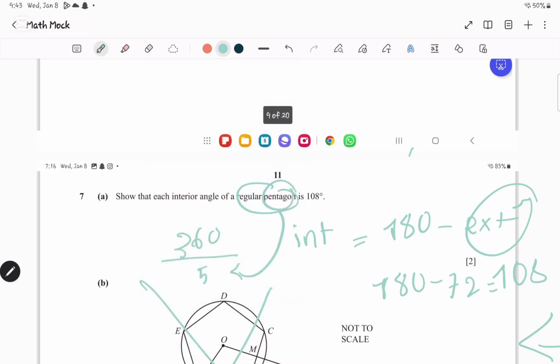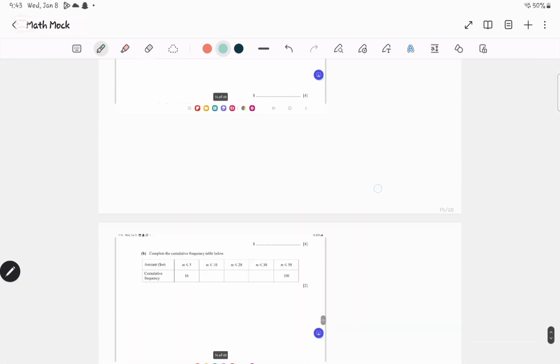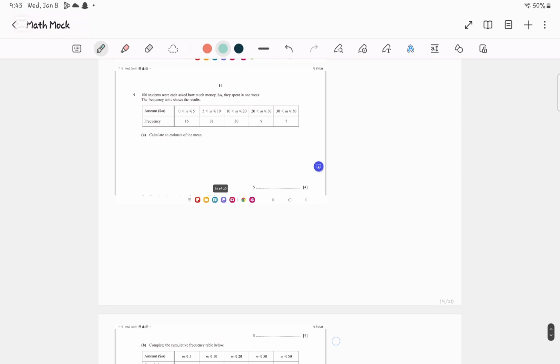Now I'll move to question number 9, and let me check it before. Again, it's the cumulative frequency, so I'm kind of tired, guys.